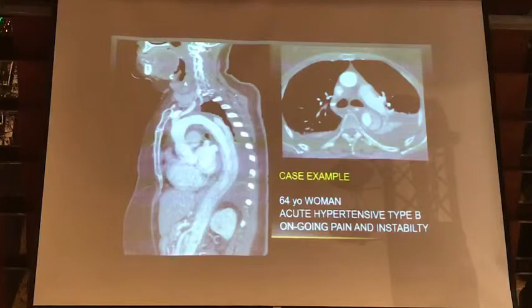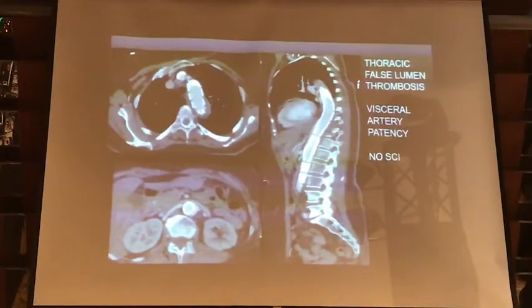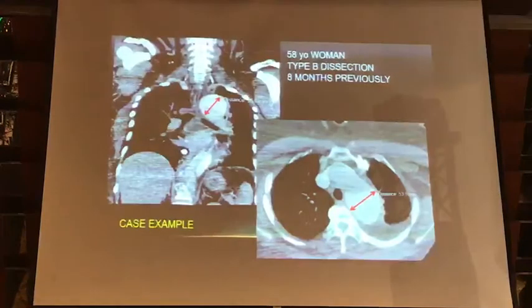and instability, treated with TEVAR and the petticoat technique, achieving thoracic false lumen thrombosis and visceral artery patency with no spinal cord injury, which is one of the few times that I've used that petticoat technique, but used it successfully.